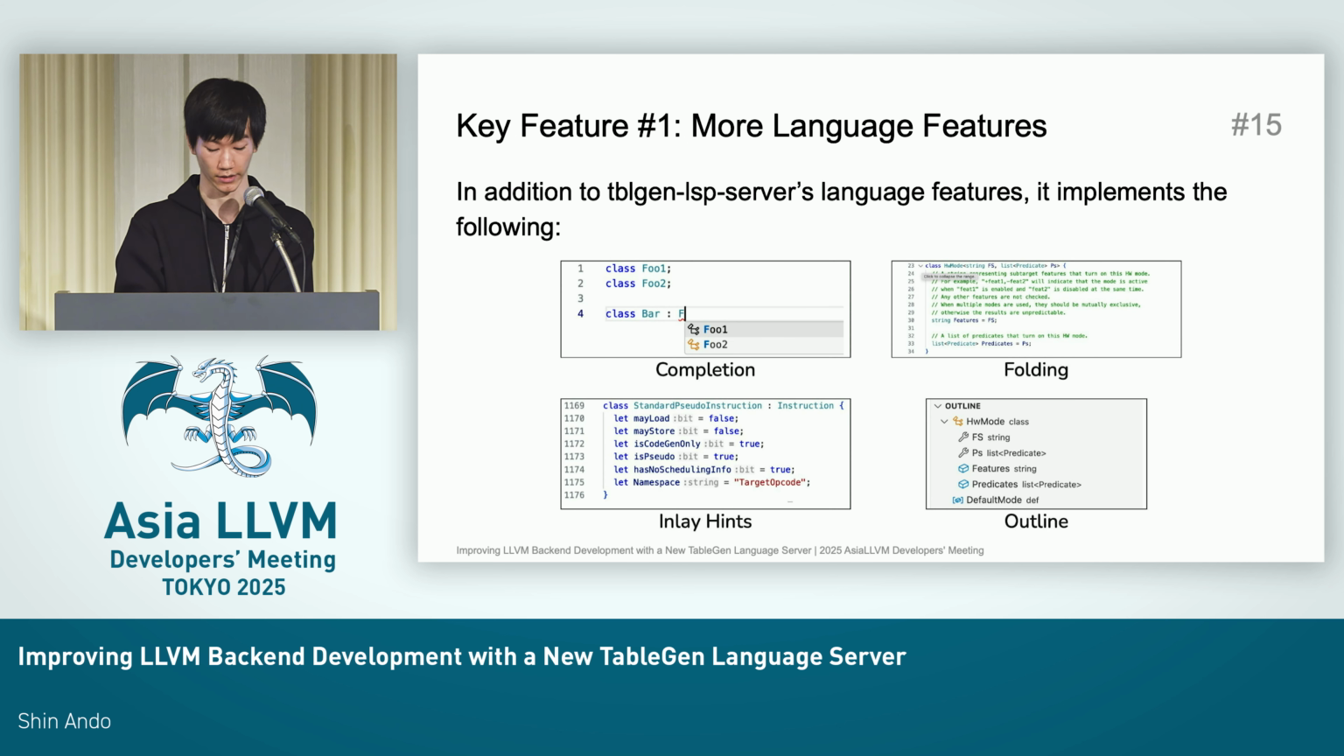The first feature is enhanced support for more language features. In addition to the language features implemented in the TableGen LSP server, I have added functionality including code completion, code folding, inlay hints, and outline view.